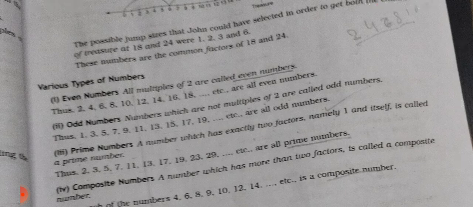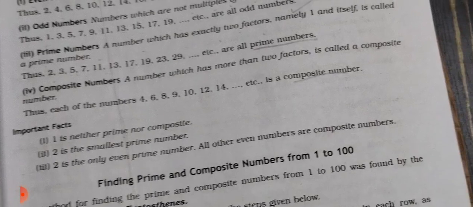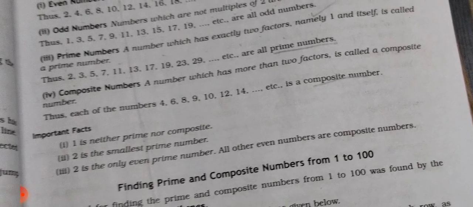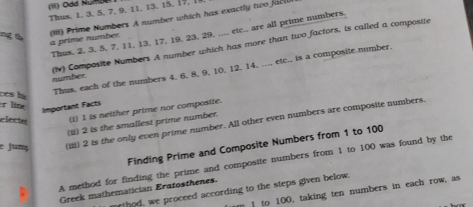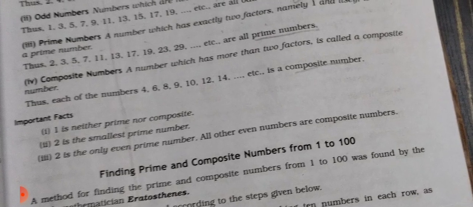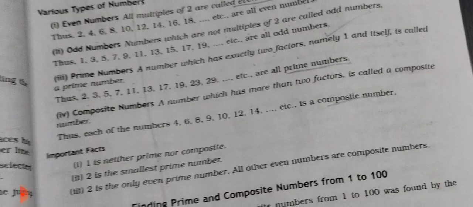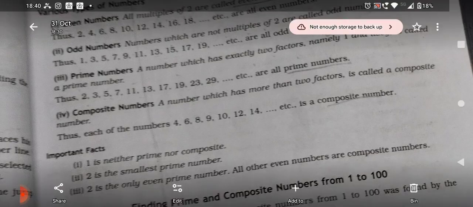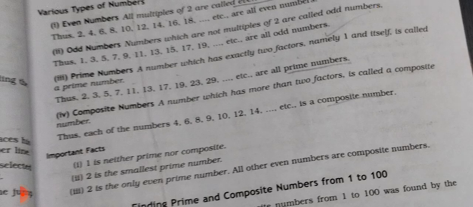are all odd numbers. Prime numbers. A number which has exactly two factors, namely 1 and itself, is called a prime number. Thus, 2, 3, 5, 7, 11, 13, 17, 19, 23 and 29, etc. are all prime numbers.